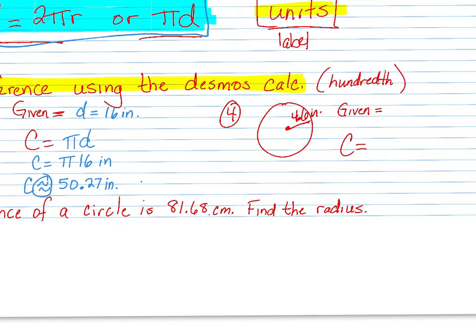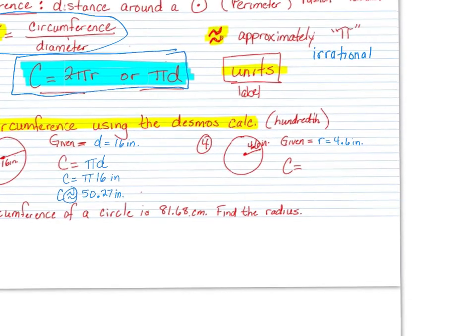Look at number 4. It's a circle, right? What are you given in this one? What's given to you? Sam? 4.6 inches. Which is what? The radius is 4.6 inches. Which formula are we going to choose from above? Which one do you think we want to use? Chase? 2 pi r.